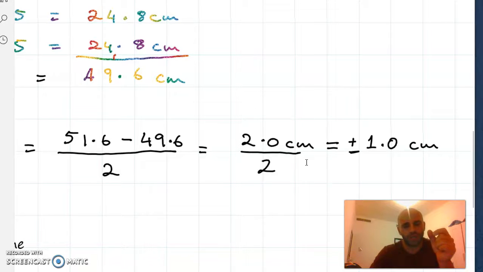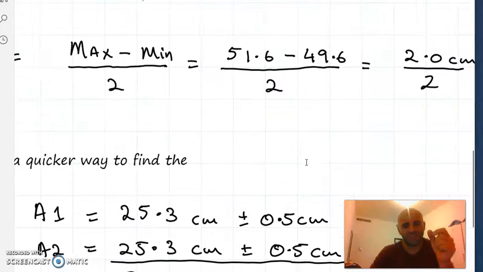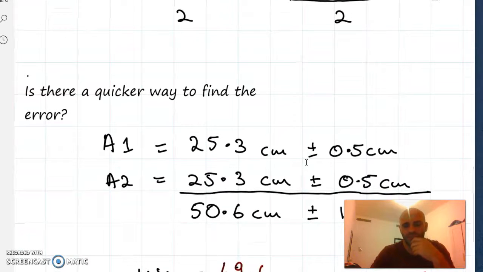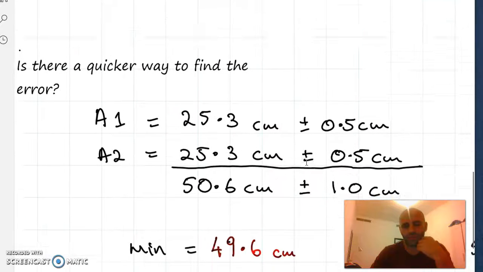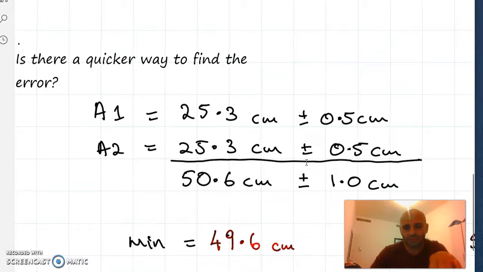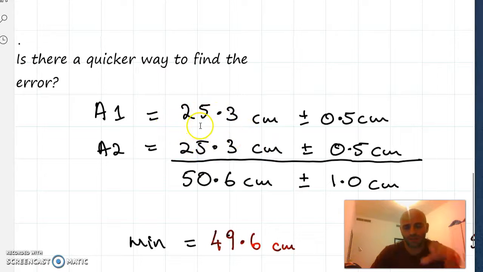Okay. So you might ask yourself, is there an easier way or a quicker way to find the error when you're doing basic addition like this? And of course there is, and that's the whole purpose of this video. So when you're adding them, instead of working out the maximum and the minimum, if you add the two numbers, we've got 25.3 for the first one and the same again for the second one, then I get the average length that it probably is, okay? Probably is 50.6 centimeters in length.